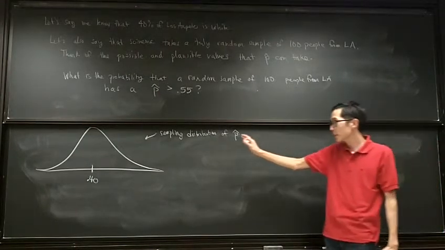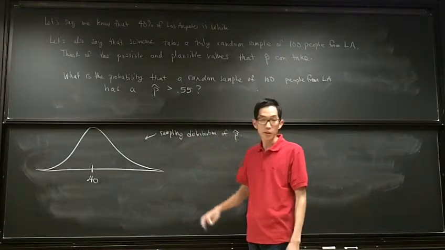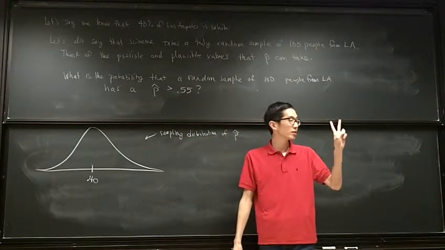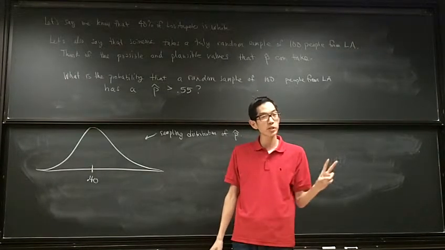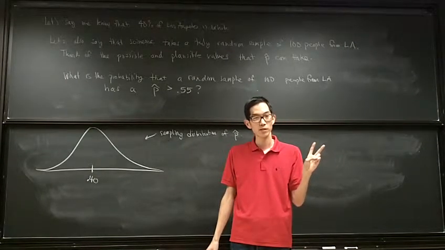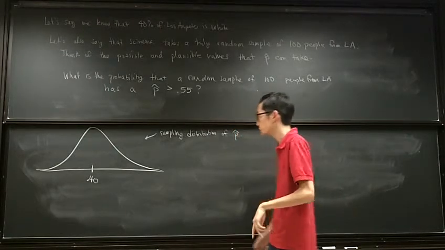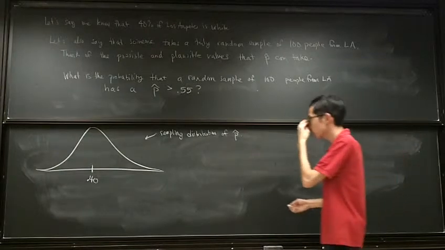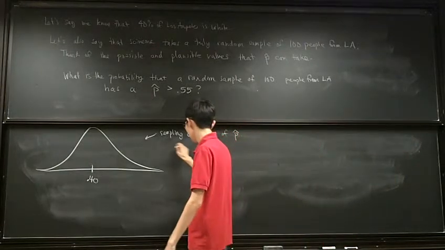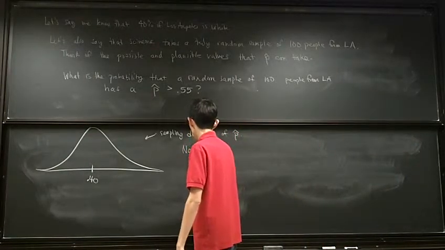All right. So here we've got this. There are two parameters that define a normal distribution. One is the mean. What's the other one? The standard deviation. So we've got to know the standard deviation of this sampling distribution. So this is a normal distribution.